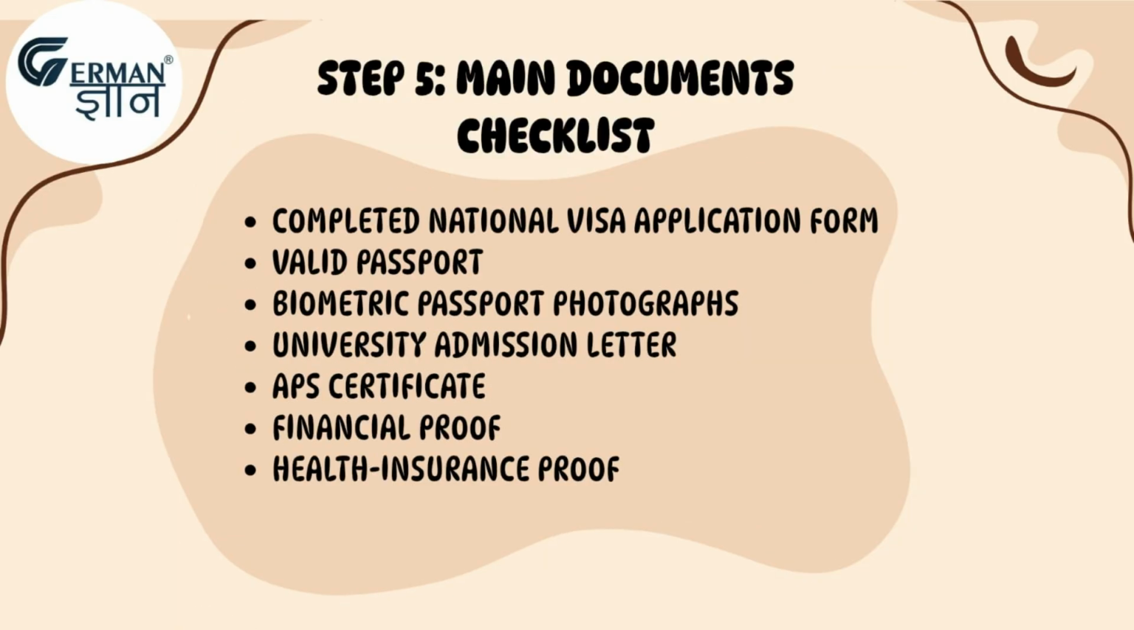Main documents checklist. Now, let us look at the main documents. You generally need a completed national visa application form, a valid passport, biometric photographs, your university admission letter, APS certificate, financial proof, and health insurance proof. Arrange all documents neatly and keep both originals and copies with you.